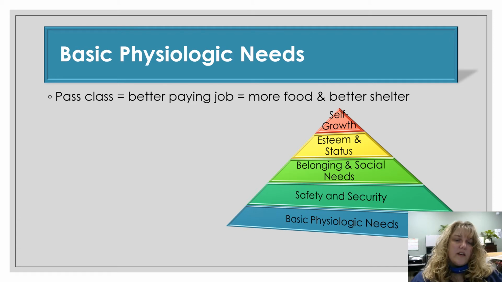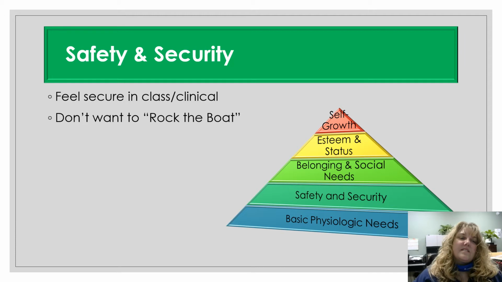So here is the basic physiologic needs. So we're going to look at each one of these categories individually here. So basic physiologic needs, if we get through this class, the paramedic program, then we're going to get a better paying job, we're going to have more food, better shelter. It's going to meet those needs. That is the basic physiologic needs category. Then the next one is safety and security. So once you're in the class, we need to make sure that they feel secure in the classroom, they feel secure in clinical and in the field internship. They don't want to rock the boat. So they want to make sure that they maintain that feeling of security.